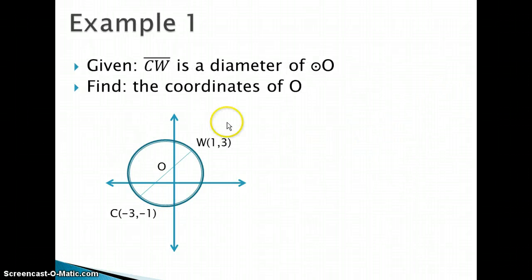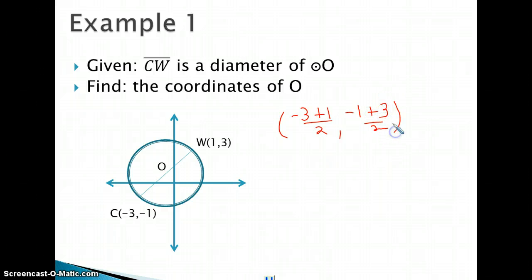So our first example, we have CW is a diameter of a circle, and a diameter is a segment that's going to go from one point to the other all the way through the center of the circle. So if I want to find the coordinates of O, which is the center of the circle, I'm going to find the midpoint of this segment. So to do that, I'm going to take my x coordinates, so I'm going to take -3, add 1, and I'm going to divide that by 2. And I'm going to take my y coordinates, -1 plus 3, and divide that by 2.